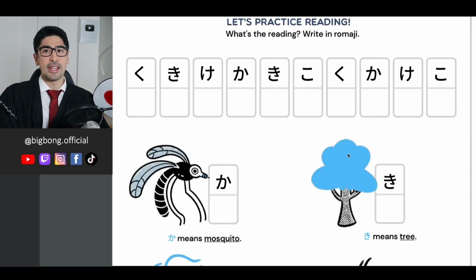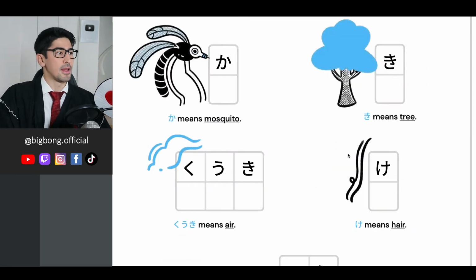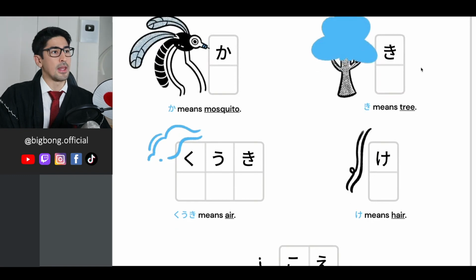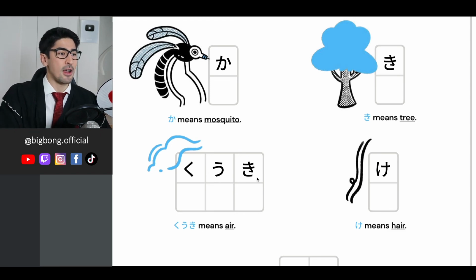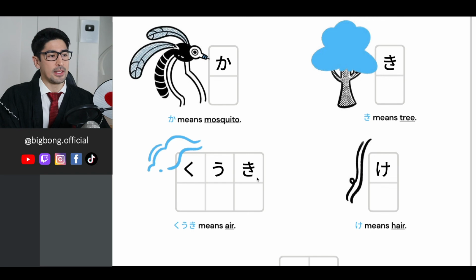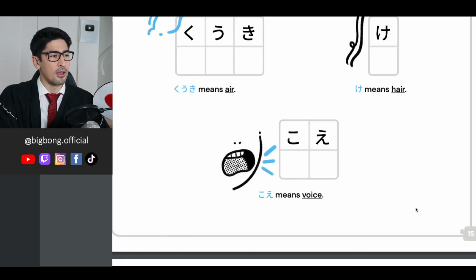Let's practice reading. So ka, we saw that it meant a mosquito, ka. Then ki. Ki by itself is a tree. Then we have kuki. Kuki. Kuki. And it means air. Ke. Ke by itself means hair. So we have air and hair. Koe. Koe means voice.